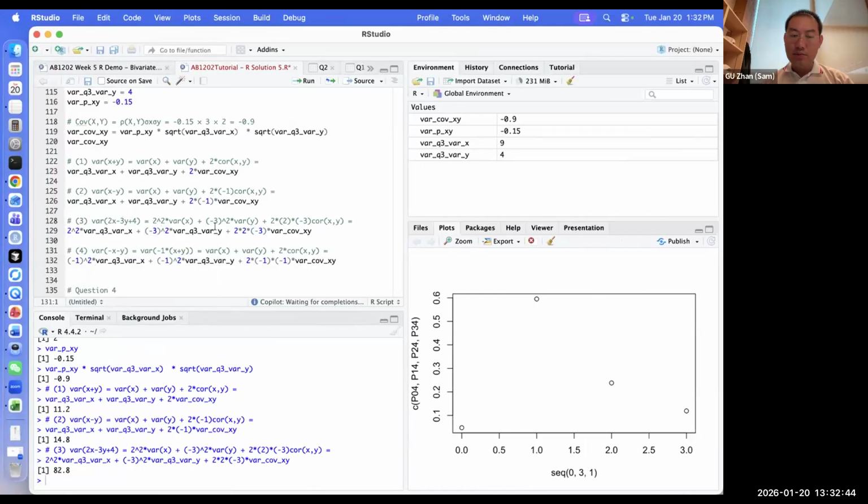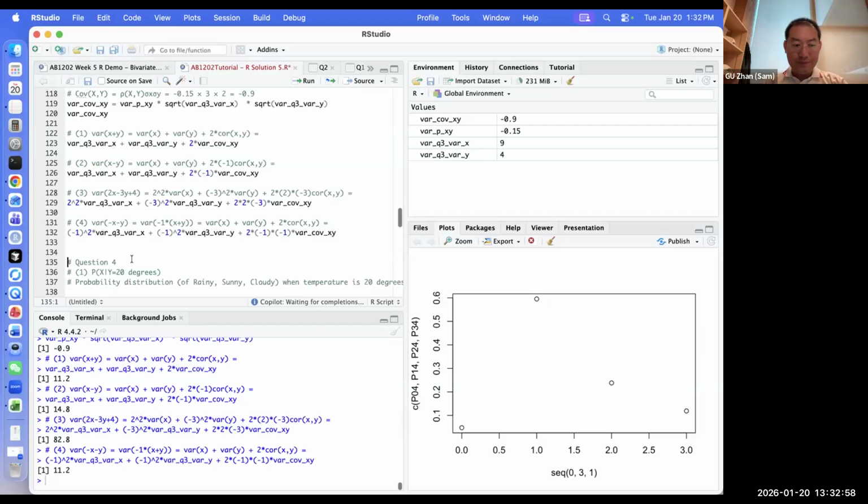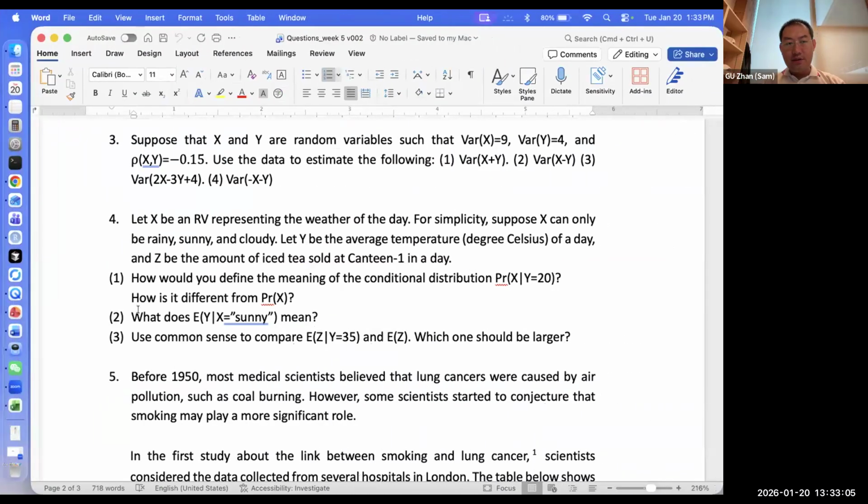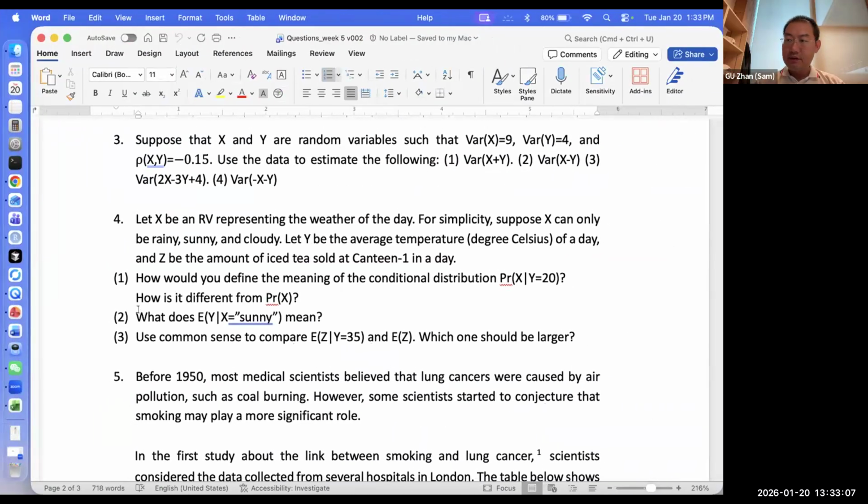So we get 82.8. Then the last one, the variance of minus x minus y, is actually equivalent to the variance of x plus y. Okay, so take the minus out, then minus 1 squared gives you 1. So it is the same as 3.1, 11.2. So this is testing you on the coefficient inside the parentheses.